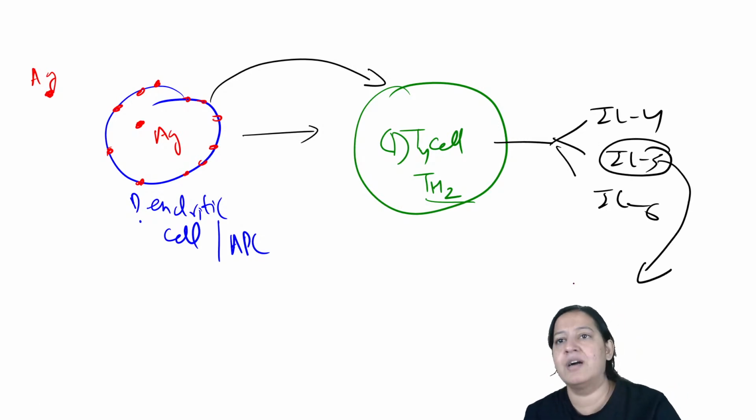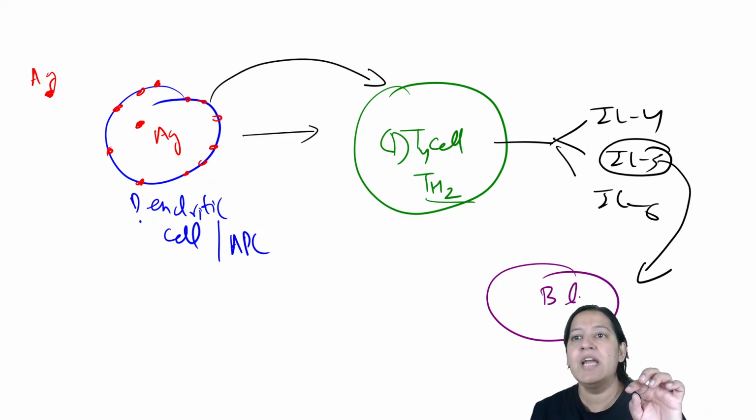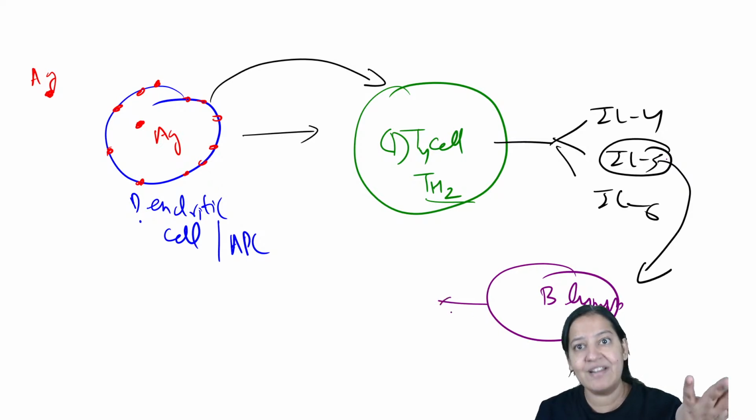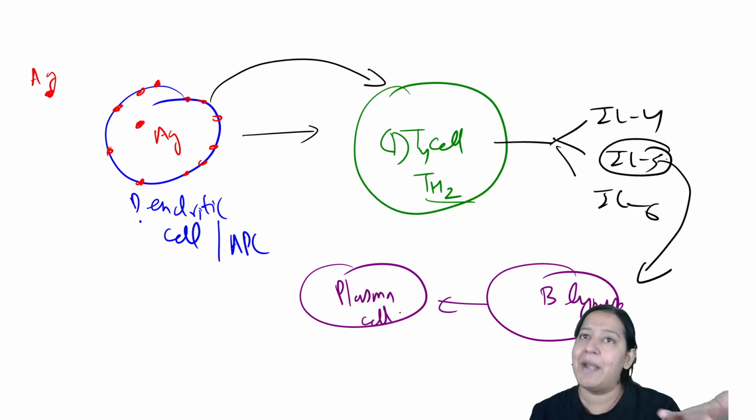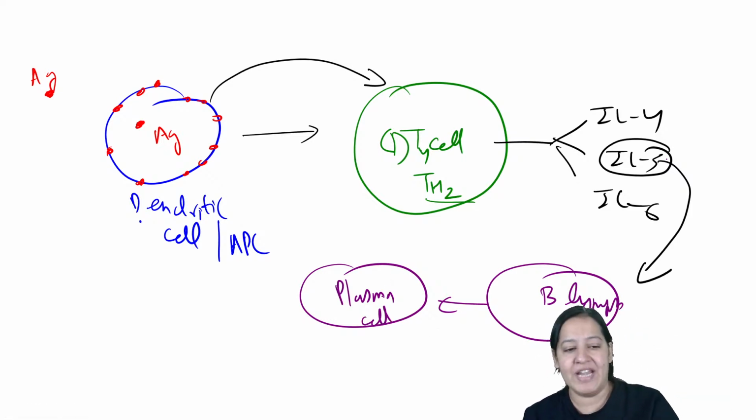So let me come to the third cell. The third cell is the B lymphocyte. Interleukin 5 will stimulate the B lymphocyte. The B lymphocyte will get converted into plasma cells, and plasma cells will form antibodies.